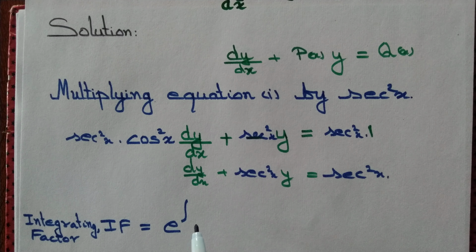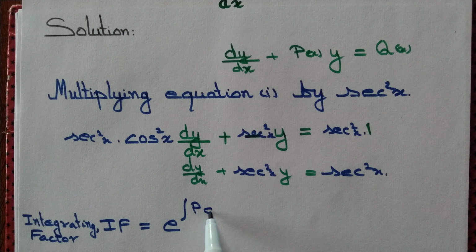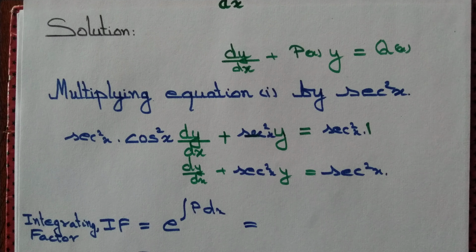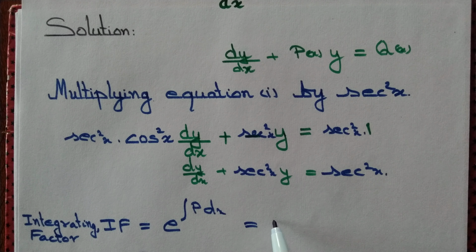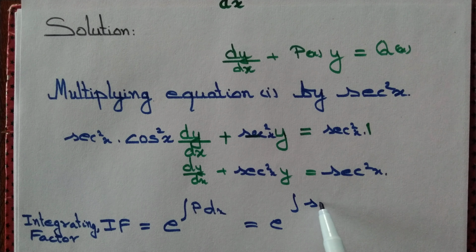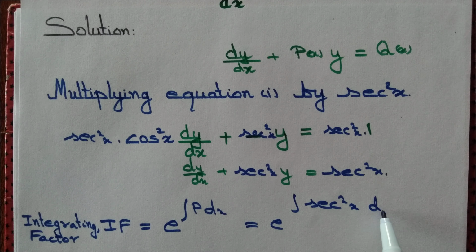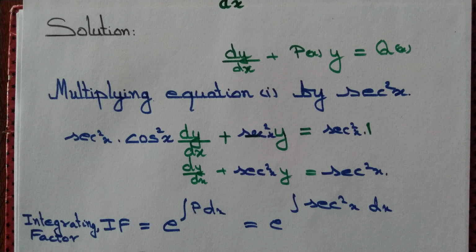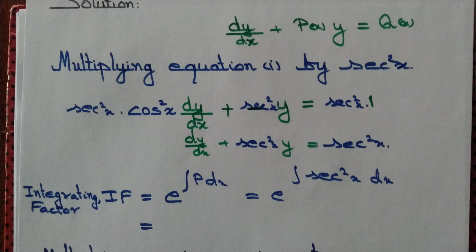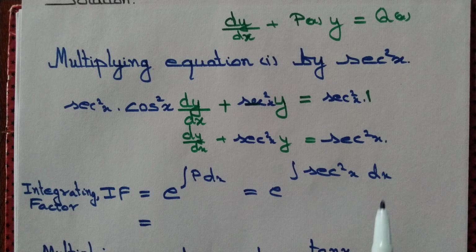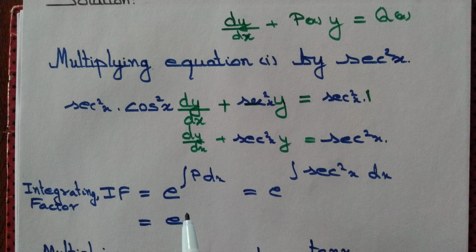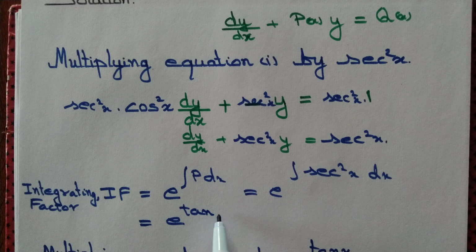The integrating factor is given by e to the power integral of p dx, that's equal to e to the power integral of sec square x dx. We know that sec square x is the derivative of tan x. In other words, the integral of sec square x is just tan x, so the integrating factor is e to the power tan x.